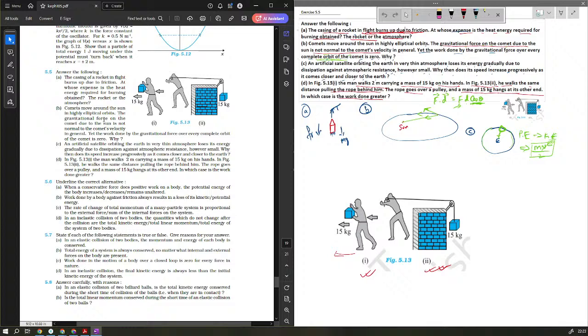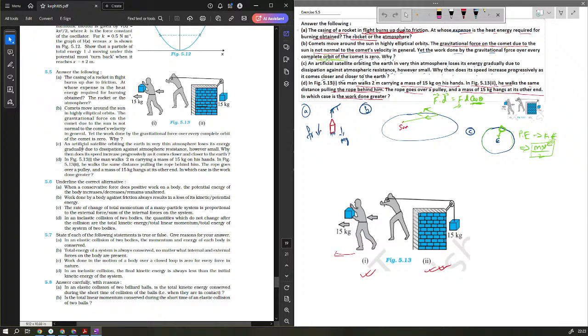Now the second question is: comets move around the sun in highly elliptical orbits. The gravitational force on the comet due to the sun is not normal to the comet's velocity in general, yet the work done by the gravitational force over every complete orbit of a comet is zero. Why? Because this is governed by a conservative force, and a conservative force is not a path function, it is a state function. Once the cycle is completed, the work done by the gravitational force is zero.